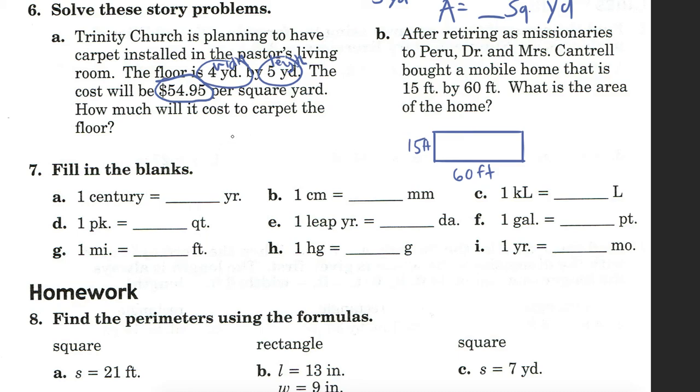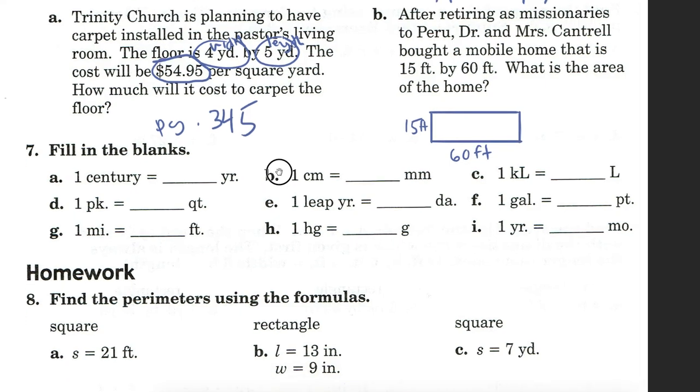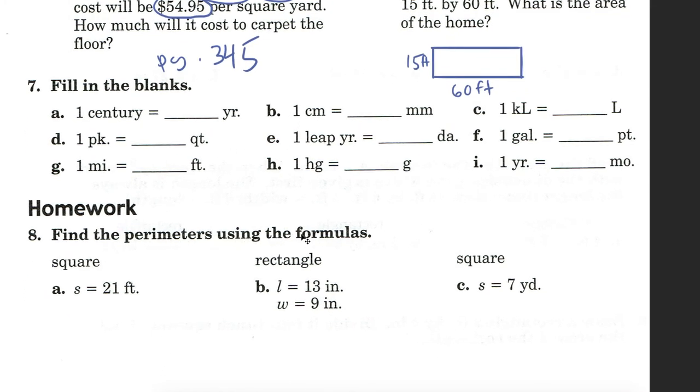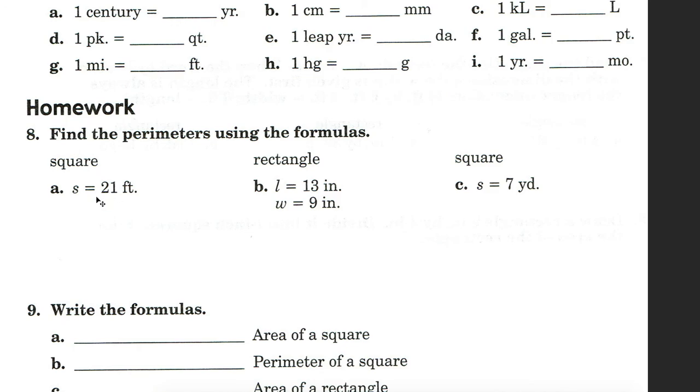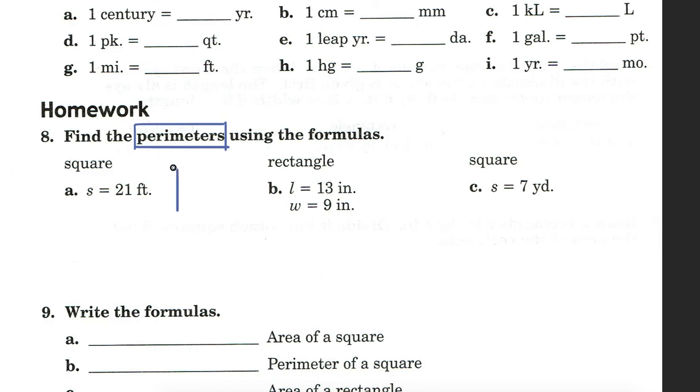All right. So if you look on page 345, it's going to help you with figuring out all these different measurements. Okay. All right. Find the perimeter using the formulas. Square S equals 21 feet. So now you're finding perimeters. Remember, you're doing perimeters, not area, not for this part. You're looking for the perimeter, which is the length around the shape. So if this square here has one side of 21 feet, that means all the other sides also have to be 21 feet.